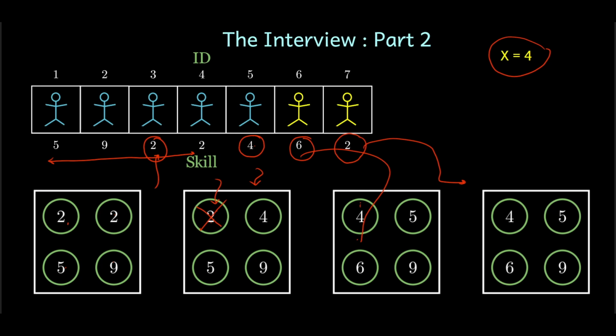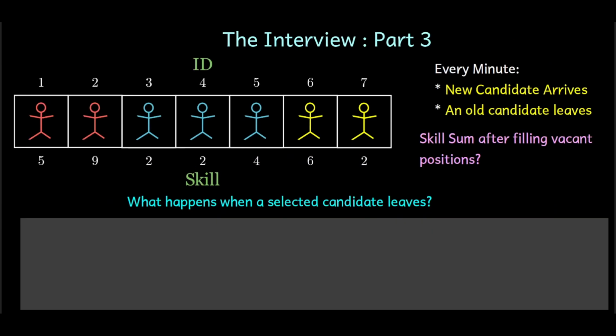Now for some of you, this version might also seem pretty trivial. So let me make it a bit more complicated for you. Now assume that every minute 2 events can occur. Either a new candidate can arrive in the pool or an existing candidate can back out of the interview process. In this figure, the candidates marked red have backed out of the interview process. Now after these events, can you still find out the skill sum of the selected candidates from the latest pool?